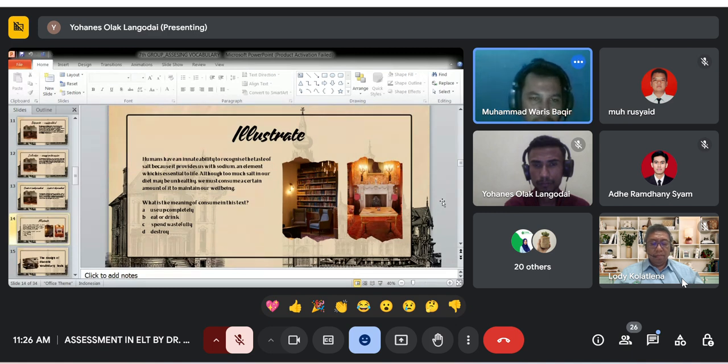So next slide, please. Okay, so this is the last illustration, an example. You can see that the point about this test item is that all four options are possible meanings of the word consume.